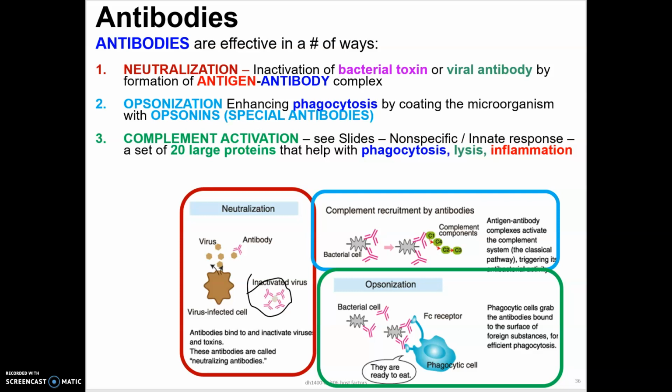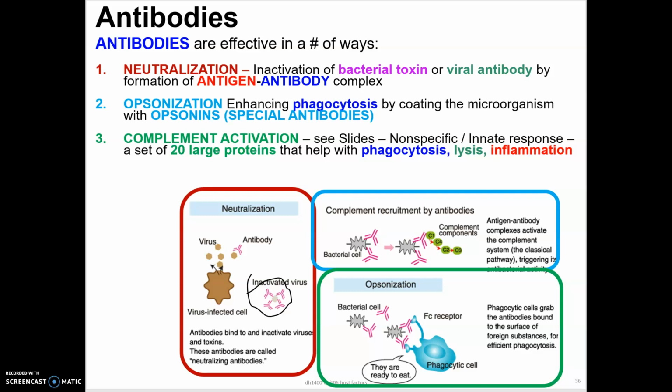The second one here we've got is opsonization. Opsonization down here is basically an antibody. They come along, they label the antigen with special antibodies called opsonins, and then that makes the antigen much more attractive to phagocytic cells. So opsonization is a way of enhancing phagocytosis. It makes it easier for phagocytic cells to find antigens and to get rid of them that way.